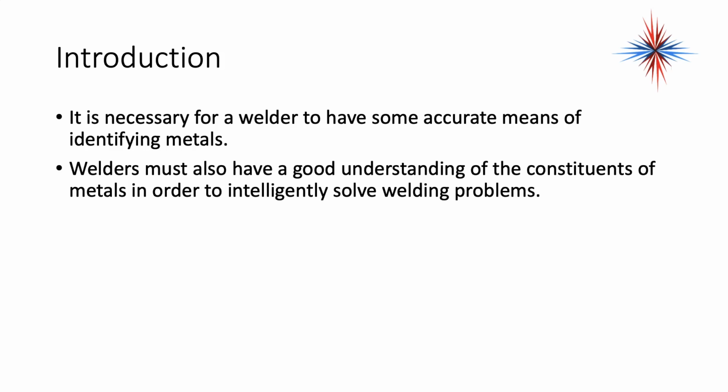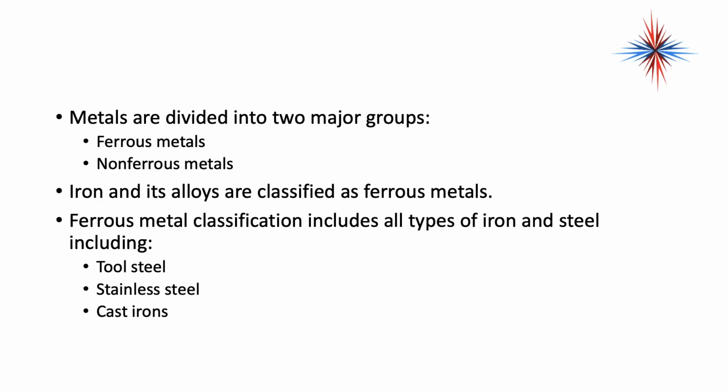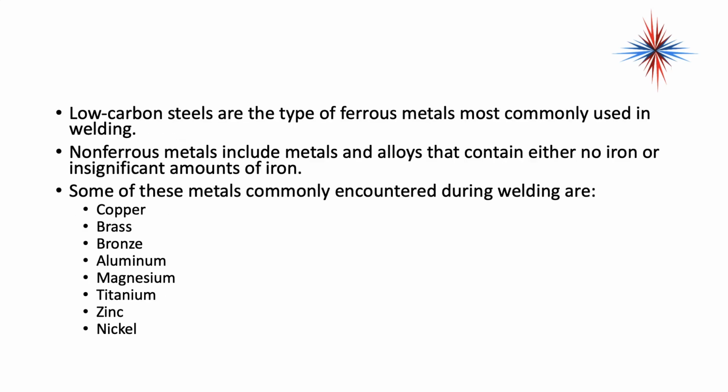It's necessary for a welder to have some accurate means of identifying metals. Welders must also have a good understanding of the constituents of metals in order to solve welding problems. Metals are divided into two major groups: ferrous metals and non-ferrous metals. Iron and its alloys are classified as ferrous metals. Ferrous metal classification includes all types of iron and steel, including tool steel, stainless steel, and cast irons. Low carbon steels are a type of ferrous metals most commonly used in welding.